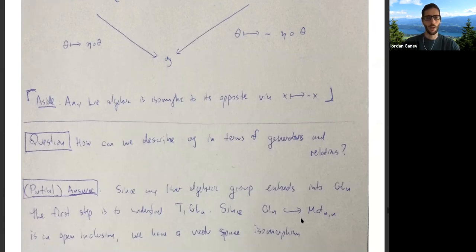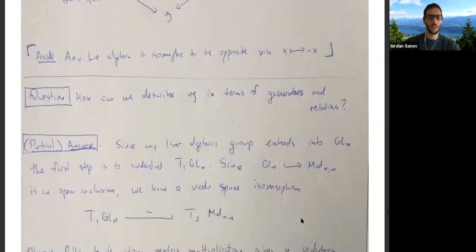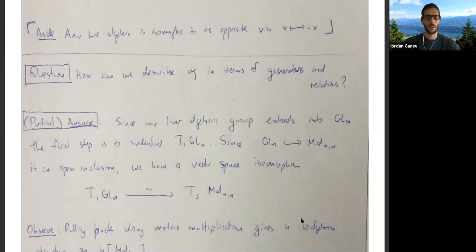Okay, so this would be kind of a partial answer. Of course, I can't give a complete, uniform answer for all the algebras, but let me give you the idea of the procedure you would do for any specific group. If you have a linear algebraic group, it embeds into GLN as we've seen. So the first step is to understand the Lie algebra of GLN, the tangent space at identity with this Lie algebra structure.